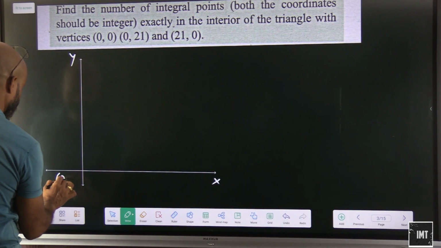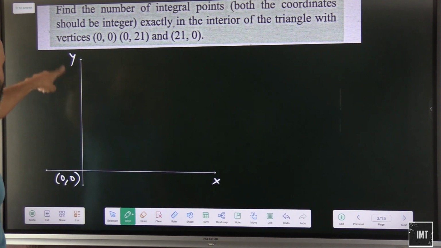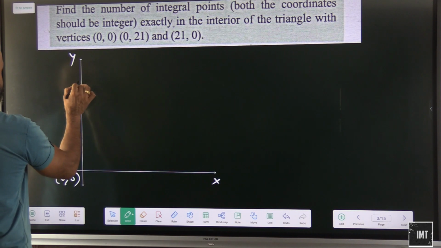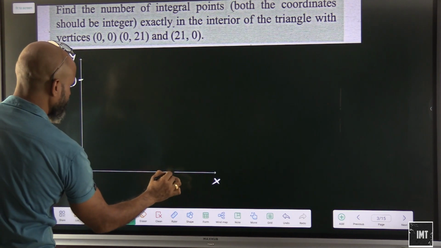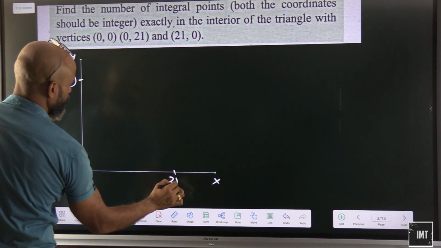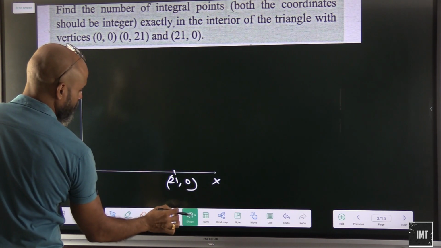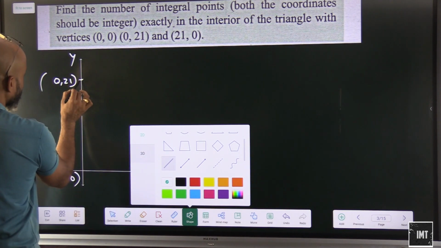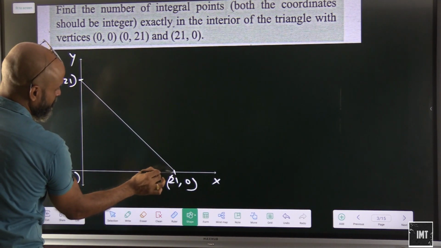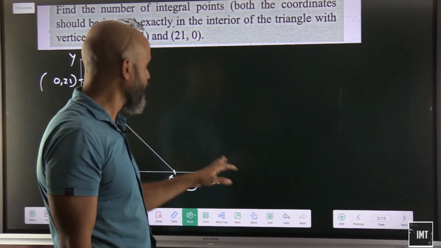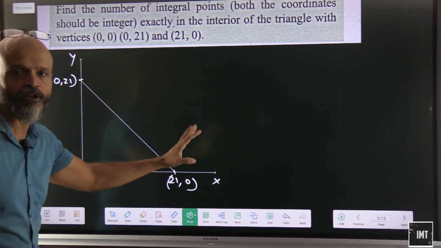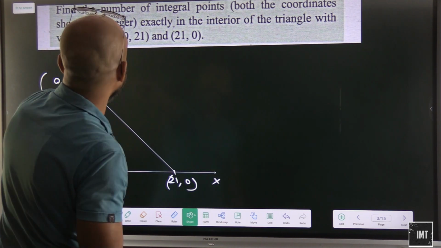Now let's say we mark the points here as 0, 0. We go up and mark this point as 0, 21. We go this way and mark the point as 21, 0. So this is basically the triangle. So we have here 0, 21, 0, 0 and 21, 0, the interior of the triangle with these vertices.